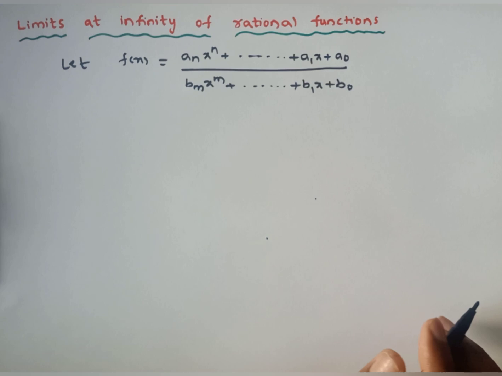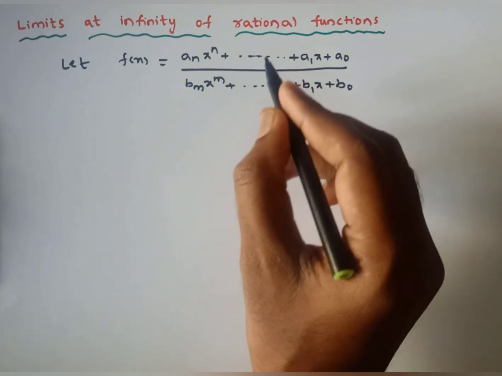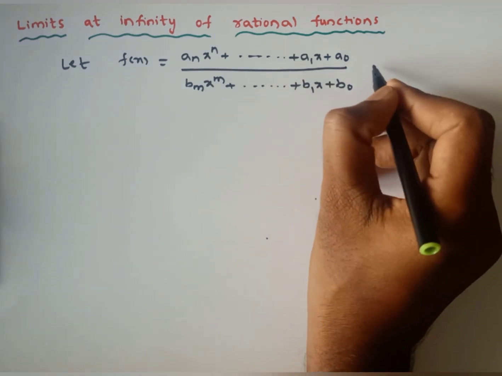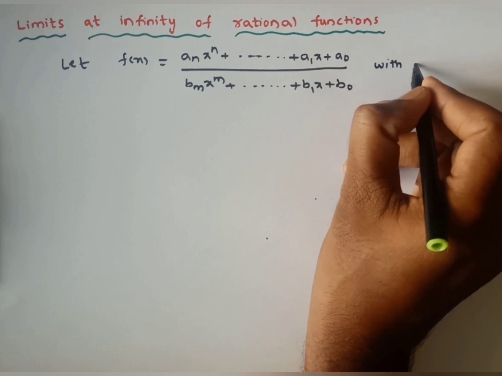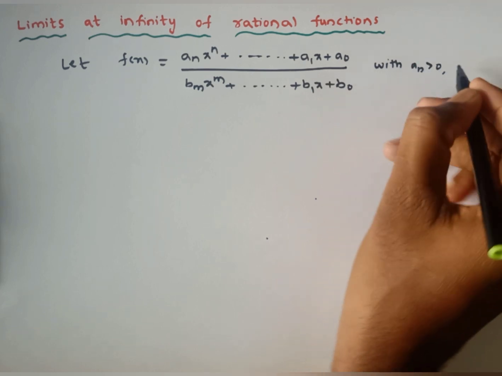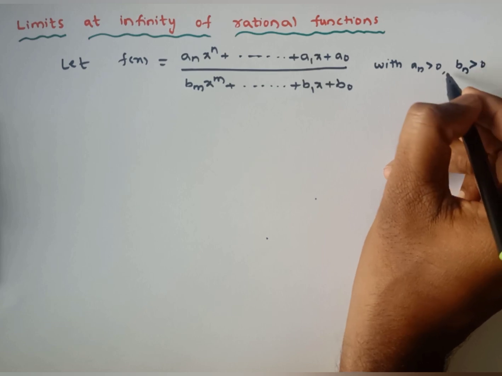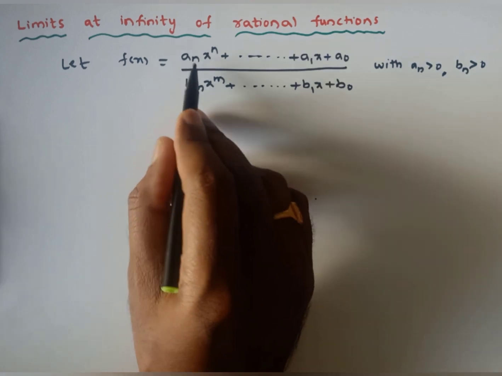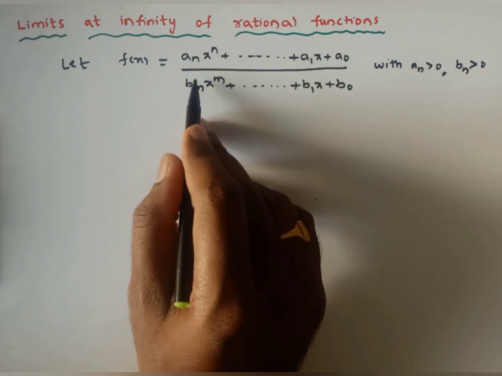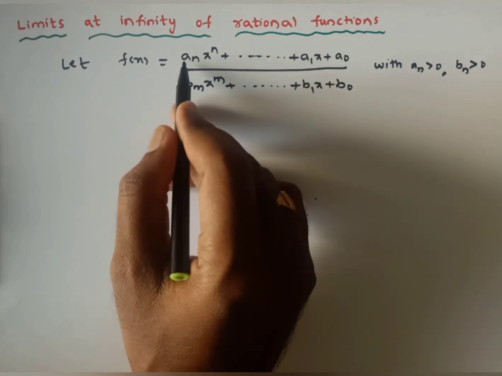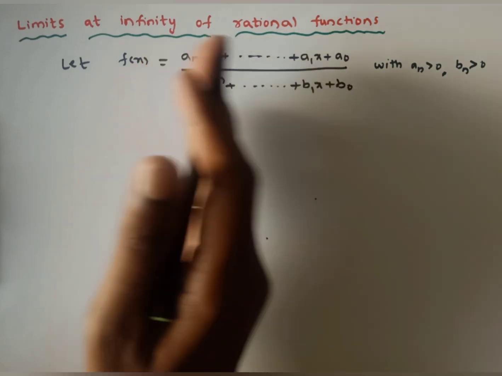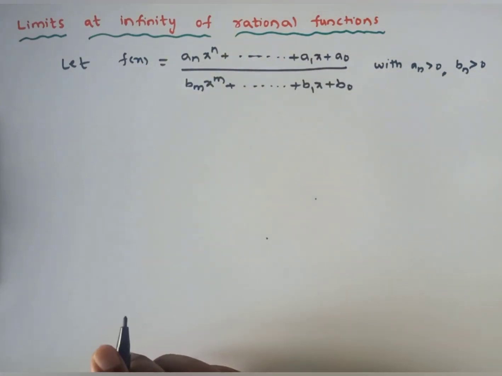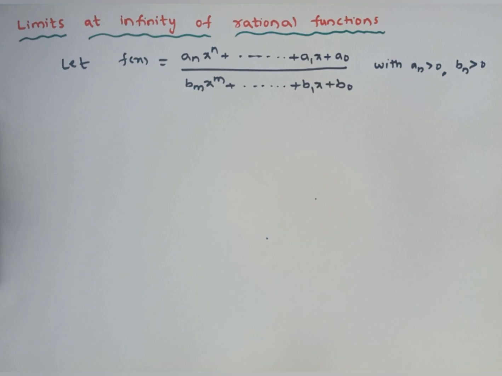So this is a rational function of the form p of x by q of x, where p and q are polynomials, with an greater than 0 and bm greater than 0. Both should be greater than 0, not equal to 0 is compulsory. Why? If an or bm equals 0, then the leading term vanishes, so we cannot say this is an nth degree polynomial, and the degree gets reduced. So here an and bm are greater than 0.